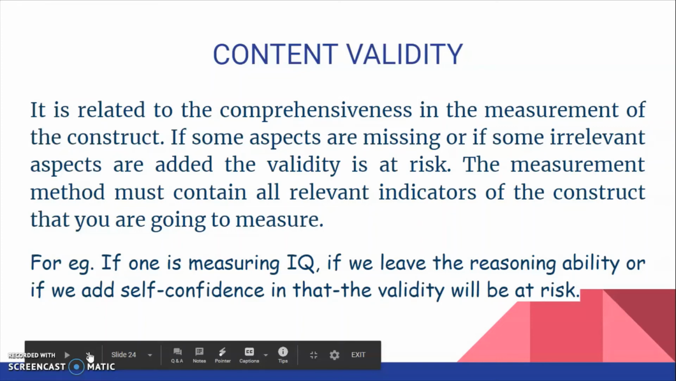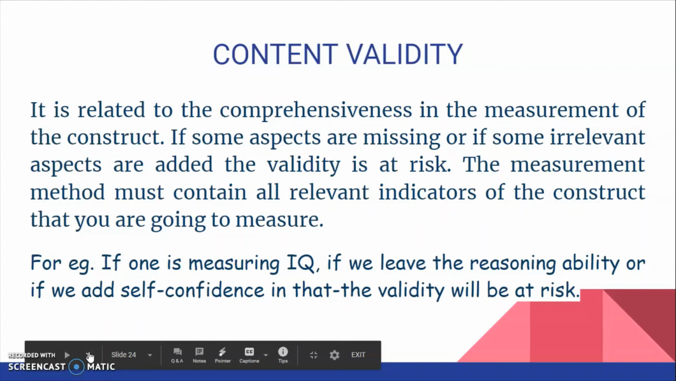We should go for indicators like we told you earlier, such as empathy and managing relationships. So we should list out the relevant indicators, being careful that it includes only the relevant ones, and irrelevant ones should not be included. That also we need to take care of. So a test is said to have content validity if it contains all the relevant indicators of the construct, and also if it doesn't contain any irrelevant indicators. So that makes the content validity.